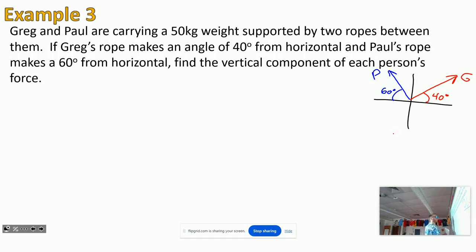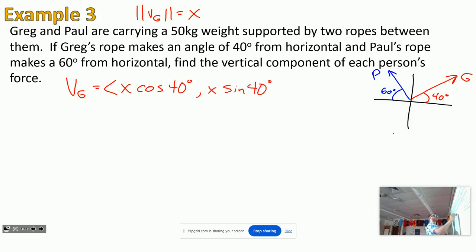So let's start by setting up our equation. I'll call vector G, vector Greg. The magnitude of vector G, trying to stay consistent here, I'll call just X. So we'll say X times cosine of the angle, which is 40 degrees, and X times sine of 40 degrees. Great, so that's Greg's setup.